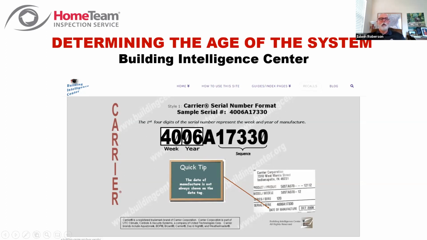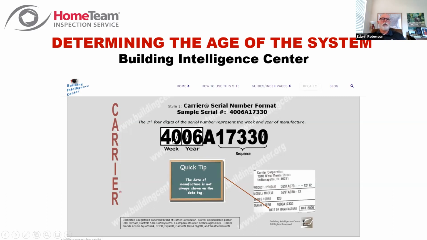In this case, you're looking at 4 numbers, a letter, followed by 5 numbers. In this case, the first 2 numbers are the week of the year it was built, and the second 2 numbers are the year. So that's a 2006 system. And then the A is probably which factory it was built, and then the other numbers are just sequential. So almost every manufacturer is either the first 2 numbers or the second 2 numbers.